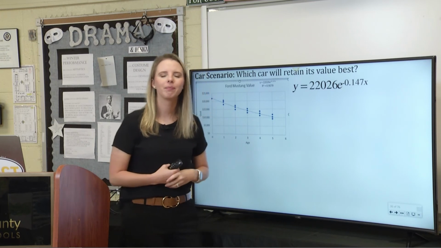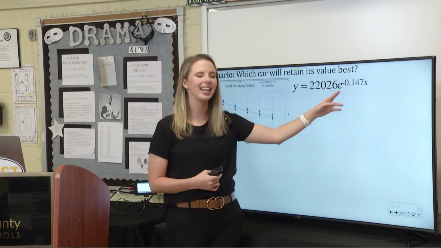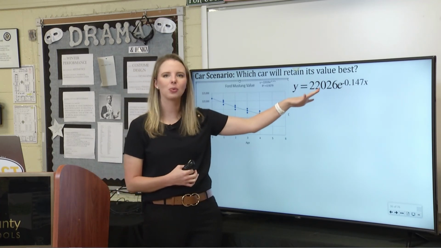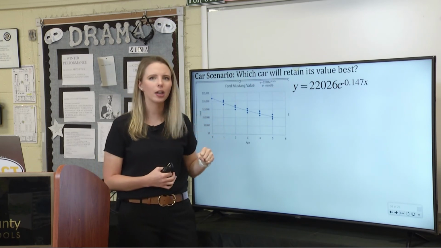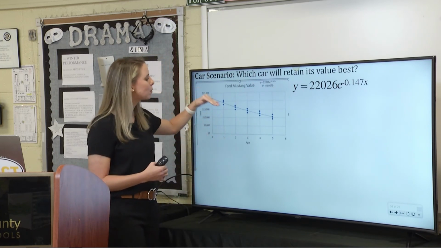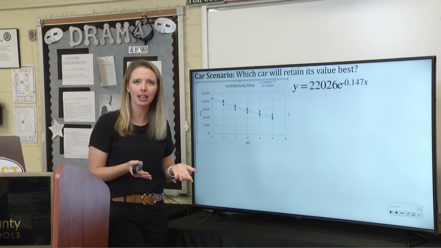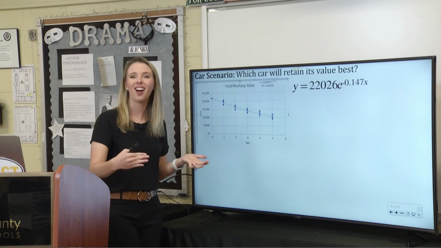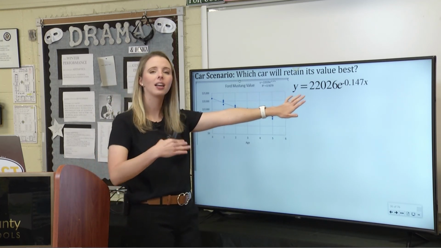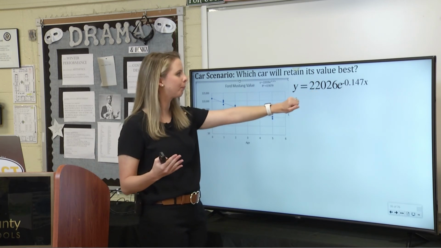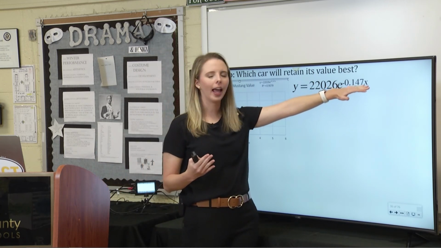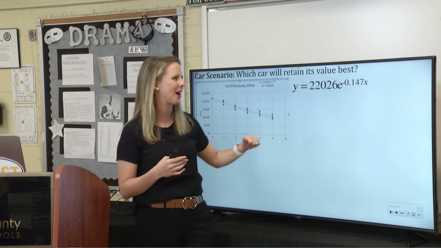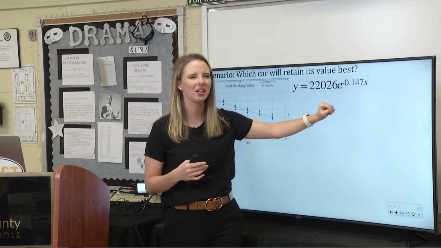What is your base? It's e, right? e is what's being raised to a power. What is your initial value? 22,026. Now you may be thinking that Mustang wasn't quite $22,000. Well, this is an exponential function of best fit. It's kind of estimating a little bit because it has these three values in here and it's trying to compensate for all of those values. So this number is going to be changed a little bit, but that's okay. Now here is our exponent, and you're saying it's not supposed to have a number up there. It's okay. We're not going to worry about it. It's going to tell us something very, very important.